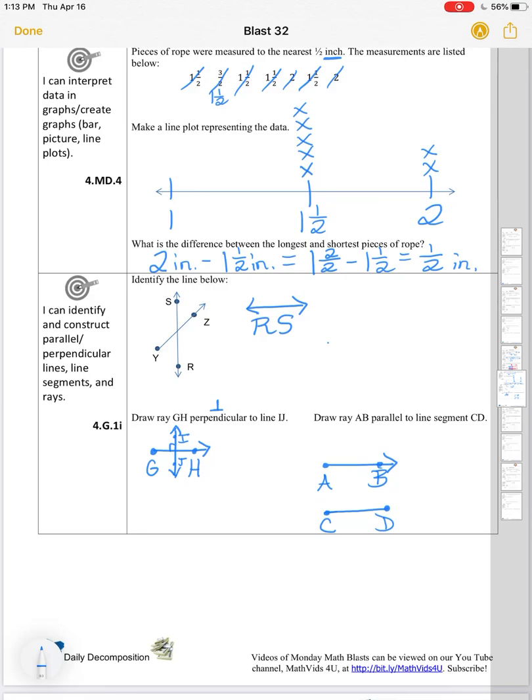For my segment, it's called CD, so I need to label the points C and D, and they could be labeled in either direction because the ends are the same. Okay, they both have endpoints.